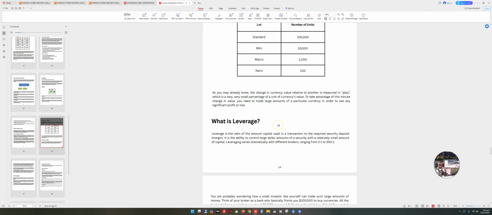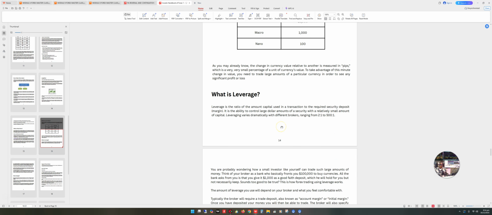So that's how the lot sizing works. Next, we're just going to talk about leverage. We recall that when we were opening a demo account at the beginning, we were asked to pick a leverage. So leverage is just a multiplier effect.